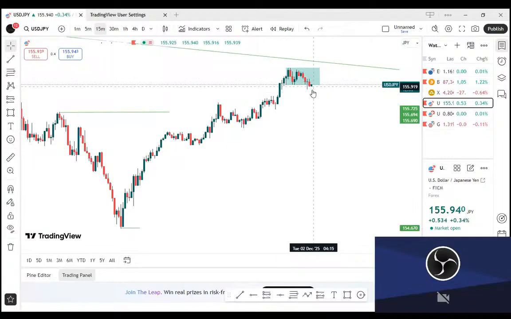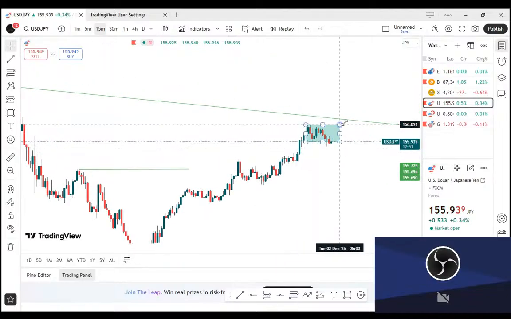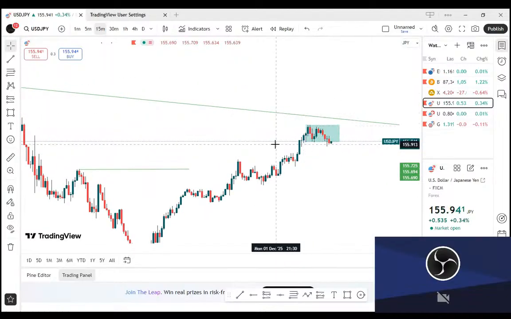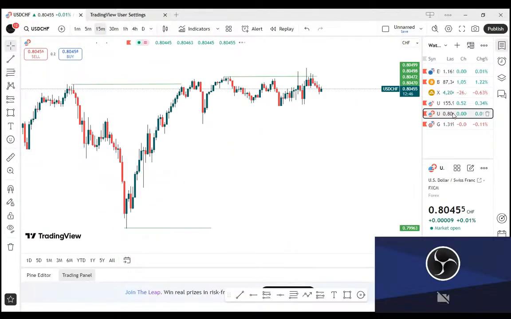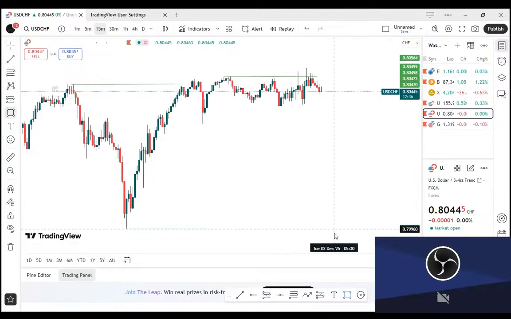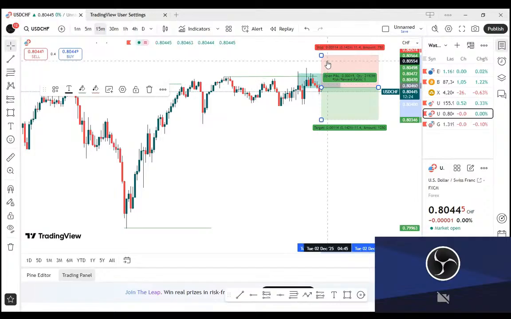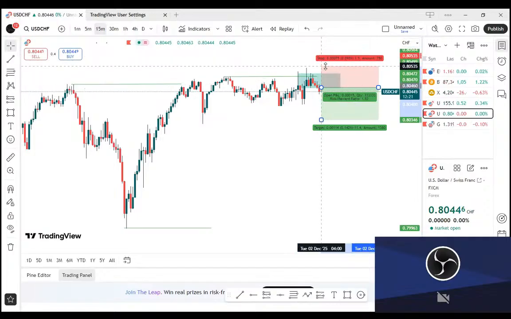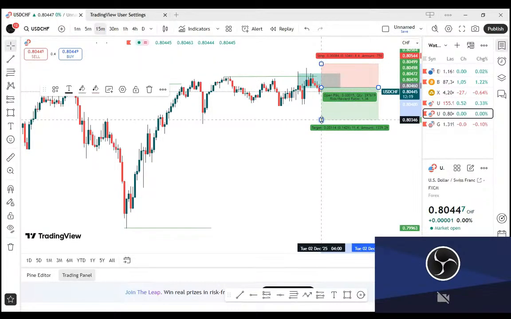USDJPY is trying to take a sell opportunity from here. You notice that this particular area, price has been rejecting it, and I'm still looking at USDCHF as a selling opportunity as well. So we're going to be taking a selling opportunity on USDCHF, and then our TP will be at this low.